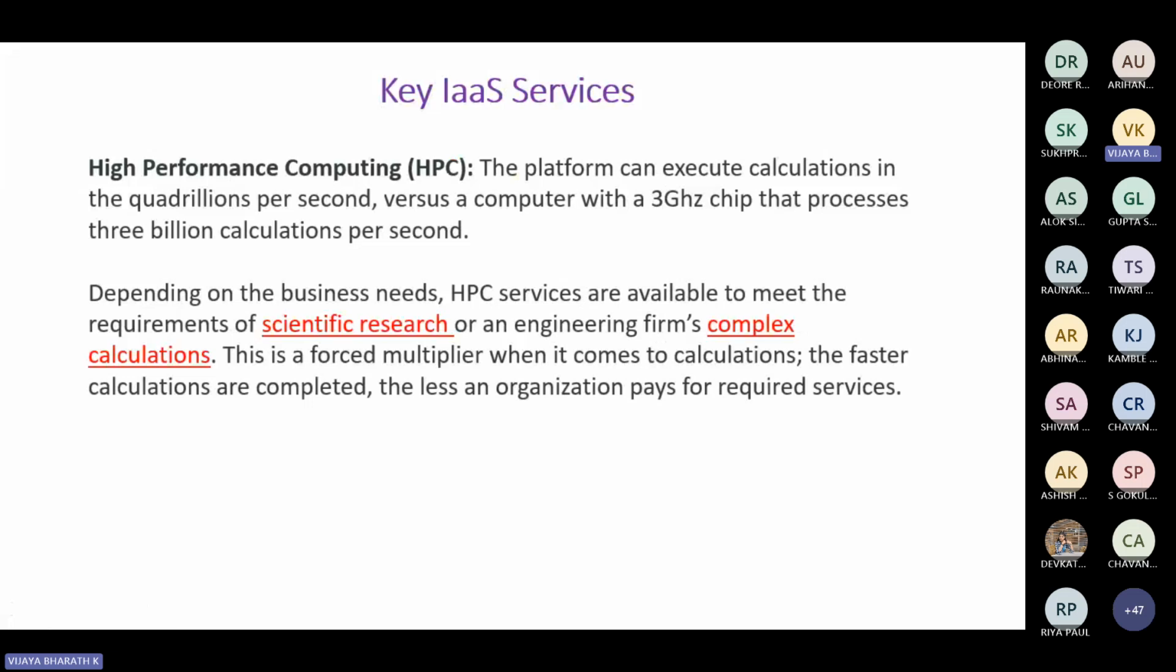And high performance computing. So if you see, this platform can execute calculations in terms of quadrillions per second. Usually a computer will have only a 3 GHz chip. But what happens here is it groups everything together, right? So you can have high performance services available to meet your requirement. Let's say you have scientific research to be done, or you have to do a complex calculation. All those calculations can be done in a faster way.